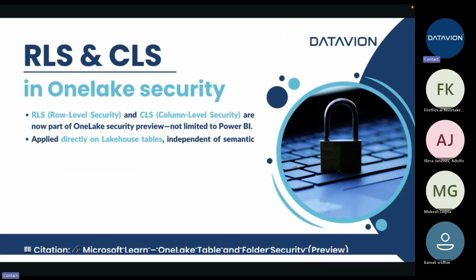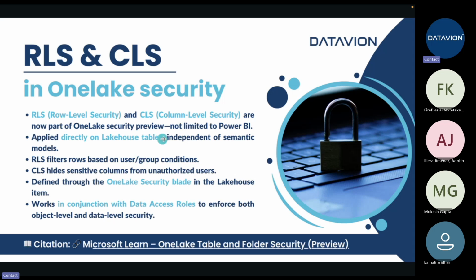I think we talked about RLS and CLS. It is now part of the OneLake Security Preview. It is not limited to Power BI anymore. You can definitely do it in OneLake Security, and it applies directly on Lakehouse tables, independent of semantic models, right? And RLS filters rows based on user group conditions that you may be already aware of. I talked about a particular use case: if you need regional level restrictions, you can enforce RLS. And CLS hides sensitive columns from unauthorized users, right? So column level security.